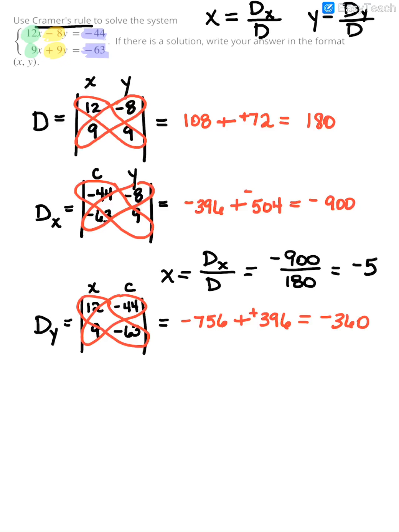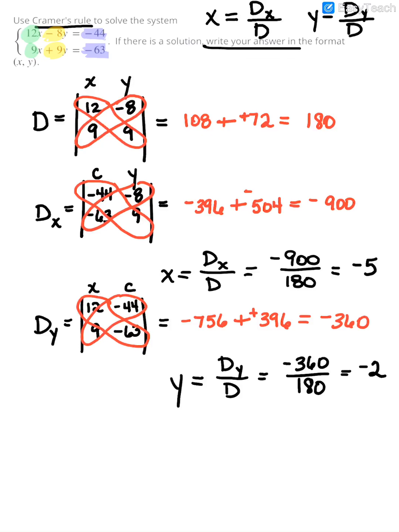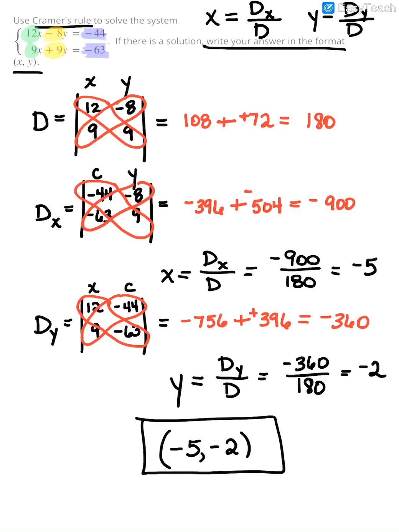So now using Cramer's rule, my y value is the determinant with respect to y divided by the determinant. So in this case, that's a negative 360 divided by a positive 180. So my y value ends up being negative 2. Now notice they ask you to write the answer in the format of an ordered pair. So x would come first, my y value would come second. So that is the solution to that system with Cramer's rule.